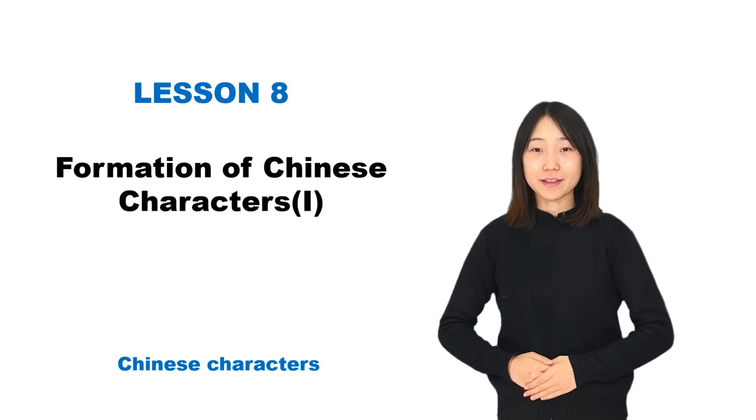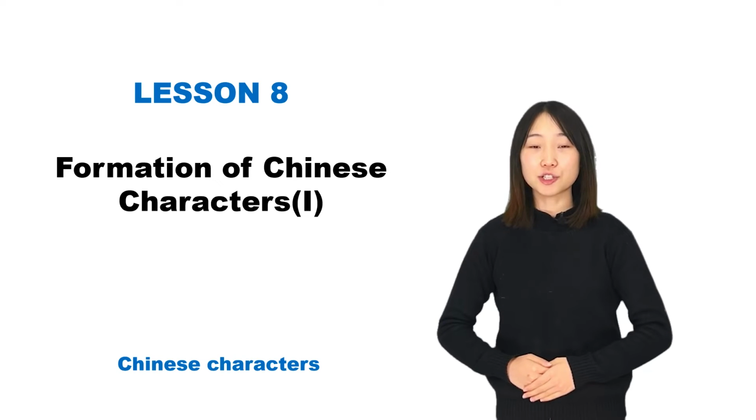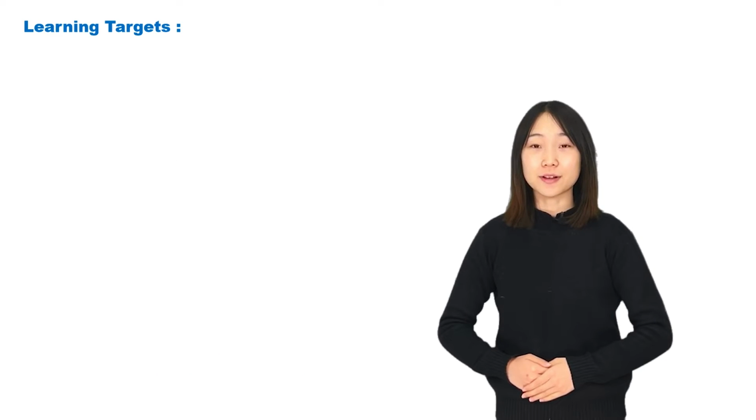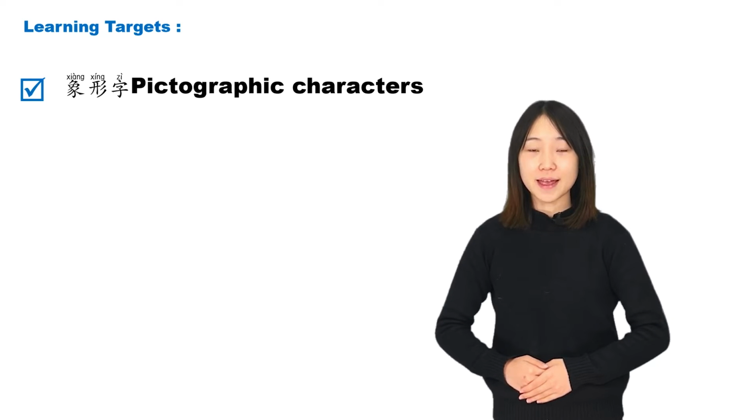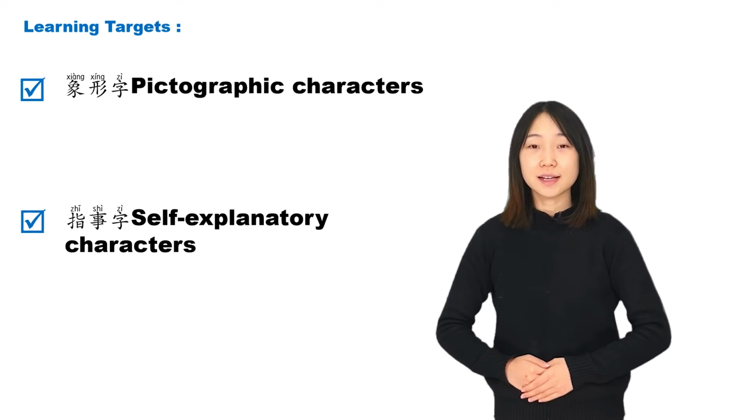In last lesson, we have learned the components of Chinese characters. So today, let's look at how Chinese characters were created. In this lesson, you will learn two formation ways of Chinese characters. They are 象形字 pictographic characters and 指事字 self-explanatory characters. Okay, let's begin.